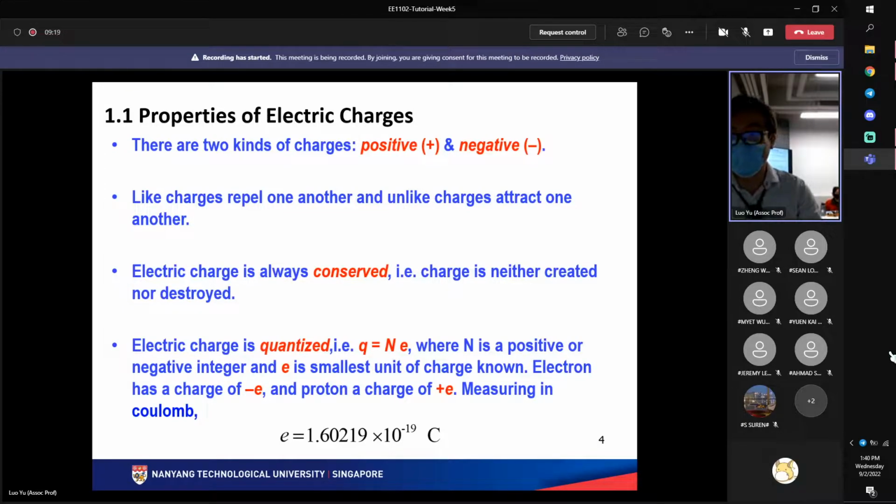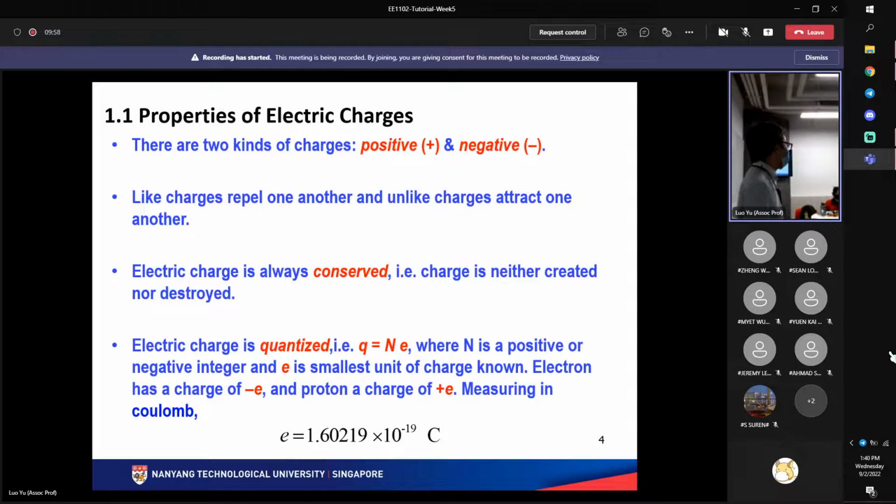The third property is that electric charge is always conserved. In the universe, the total amount of electric charge is conserved. You can never create or destroy electric charge. The last property is that electric charge is quantized. What does this mean? It means the charge carried by an object can only be an integer times the smallest quantity, e, the elementary charge, which is about 1.6 times 10 to the minus 19 coulomb.